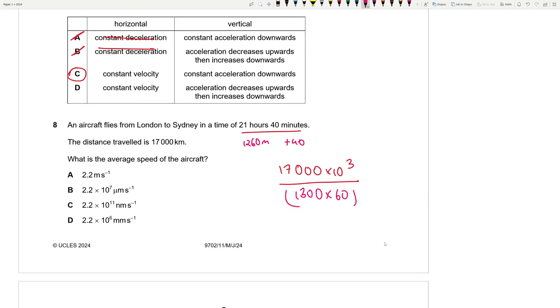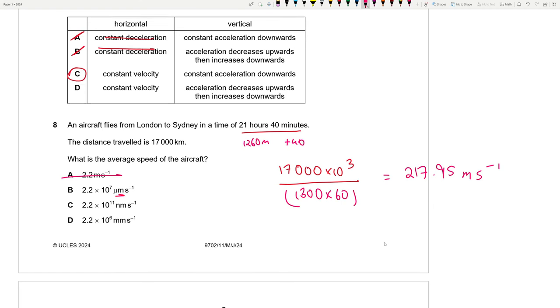So 17k, that is 17 times 10 to the power 3, divided by 1300 into 60. That gives you 217.95 meters per second. Okay, so clearly it's not this, right? So let's check the other ones whether these are right.